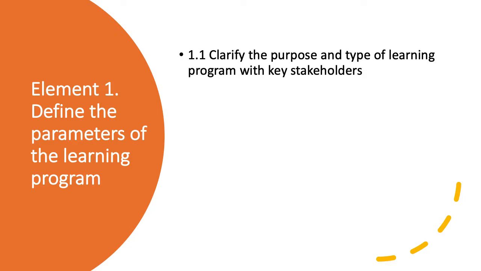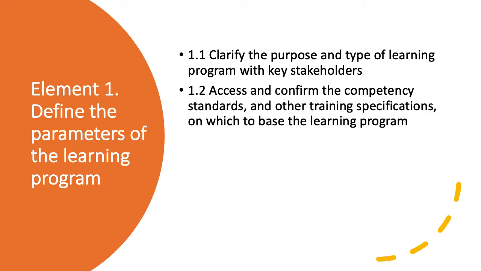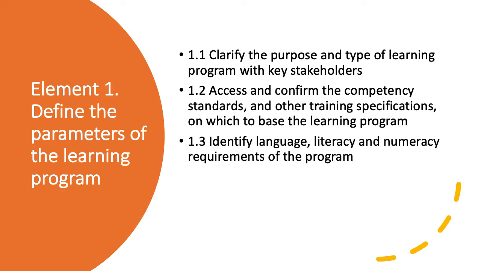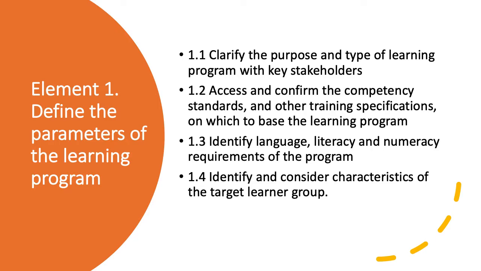1.1. Clarify the purpose and type of learning program with key stakeholders. 1.2. Access and confirm the competency standards and other training specifications on which to base the learning program. 1.3. Identify language, literacy, and numeracy requirements of the program. 1.4. Identify and consider characteristics of the target learner group.